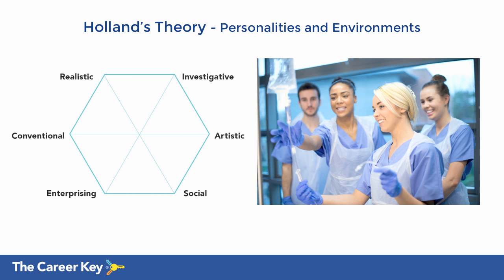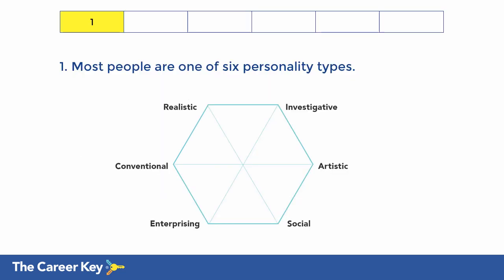Holland's theory explains how your personality interacts with an environment to affect your career and college success. It is made up of 6 basic ideas. The first one is that most people have one of 6 personality types: realistic, investigative, artistic, social, enterprising, or conventional. Each personality type has its own particular interests, abilities, values, and self-perceptions.